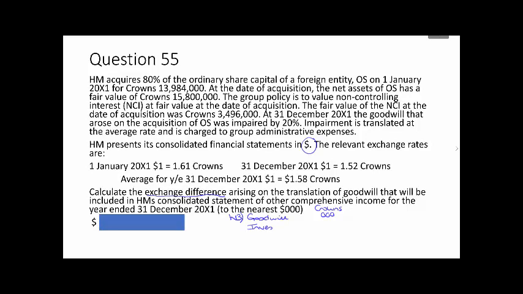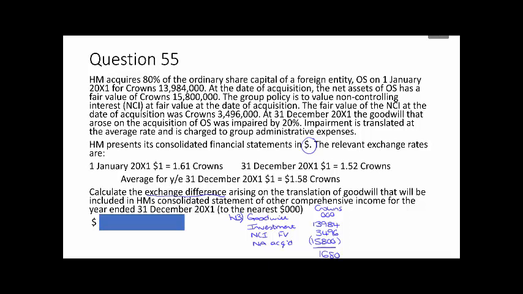So on purchase, the cost of the investment of 80% of the company was 13,984 crowns. The NCI had a fair value of 3496, and that was to acquire net assets with a total fair value of 15,800. So that using our normal pro forma, we would have calculated goodwill at acquisition of 1680, but unfortunately that happens to be in the wrong currency.